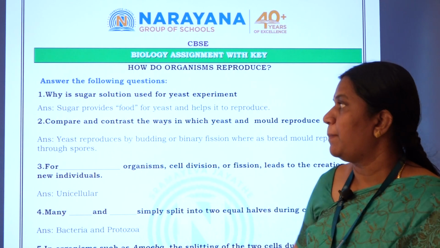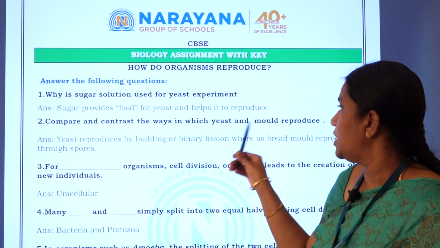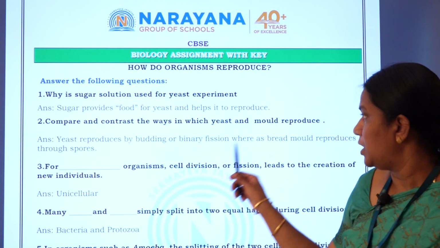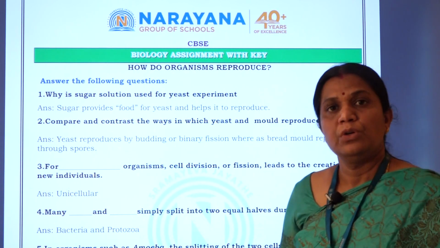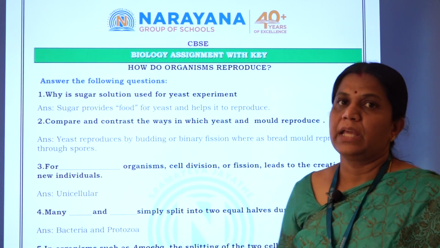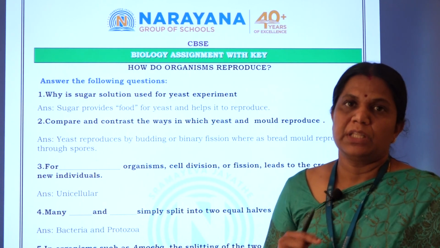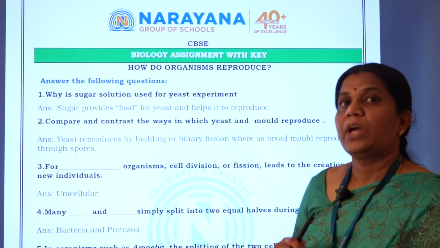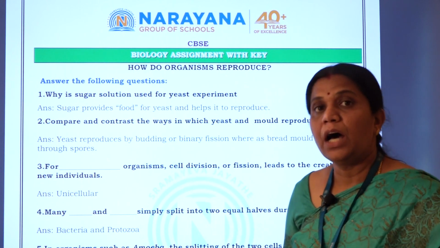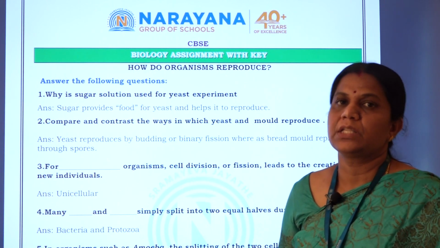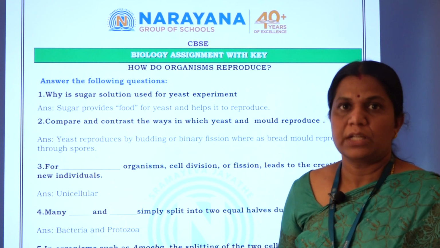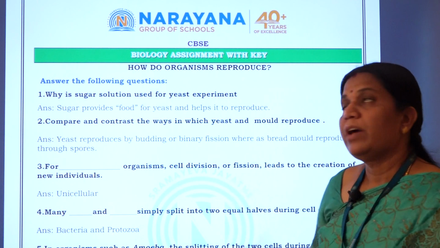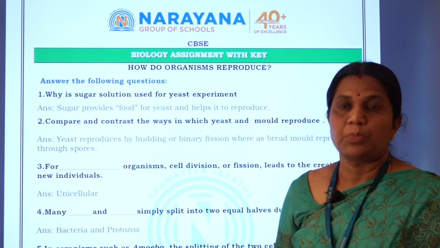Then second question, compare and contrast the ways in which yeast and mold reproduce. Yeast reproduces by budding or binary fission, whereas bread mold reproduces through spores. So you know what budding is. From the mother cell, the young daughter cell will arise, that is called budding. A small bud will come. Binary fission means the mother cell will get split into two daughter cells, that is called fission. So yeast reproduces either by budding or by binary fission, whereas bread mold reproduces through spores.